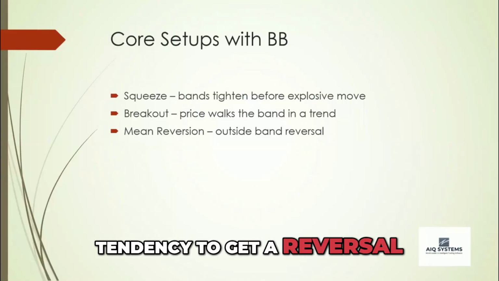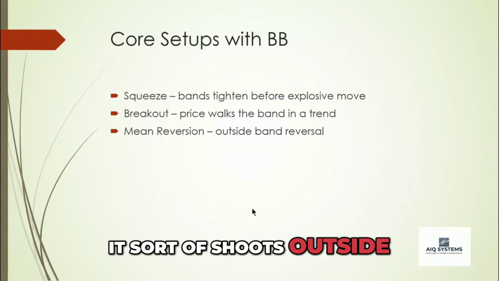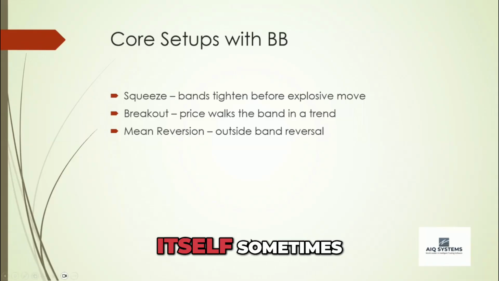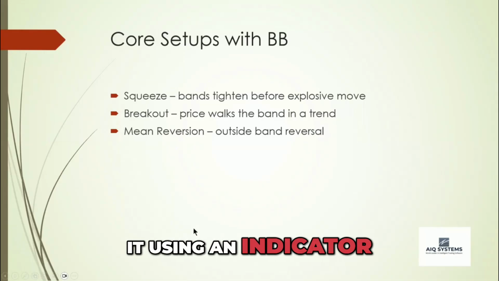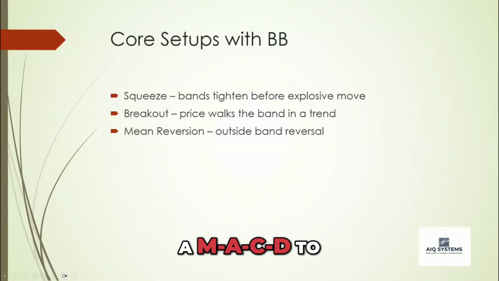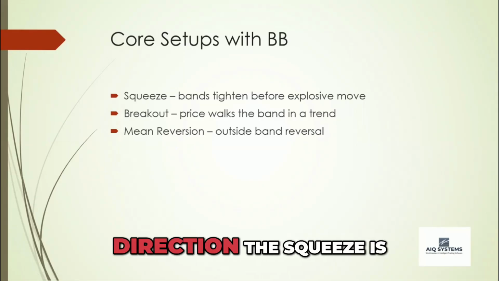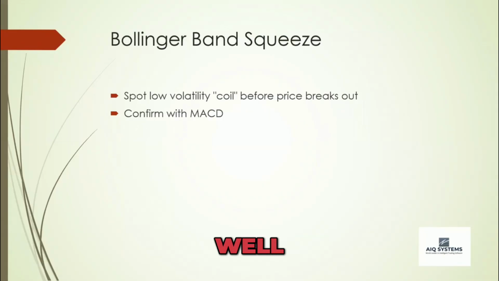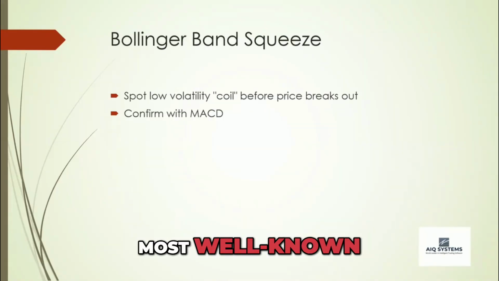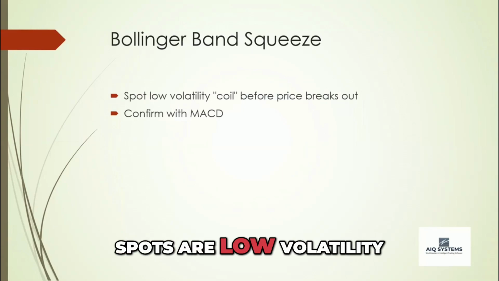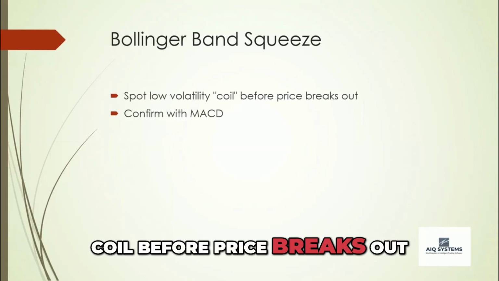Tendency to get a reversal. It sort of shoots outside either the band itself sometimes, or you can time it using an indicator like an MACD to give you an idea of which direction the squeeze is going to take us. So the Bollinger Band squeeze is the first one, most popular, most well known, I would say. Spots the low volatility coil before price breaks out.